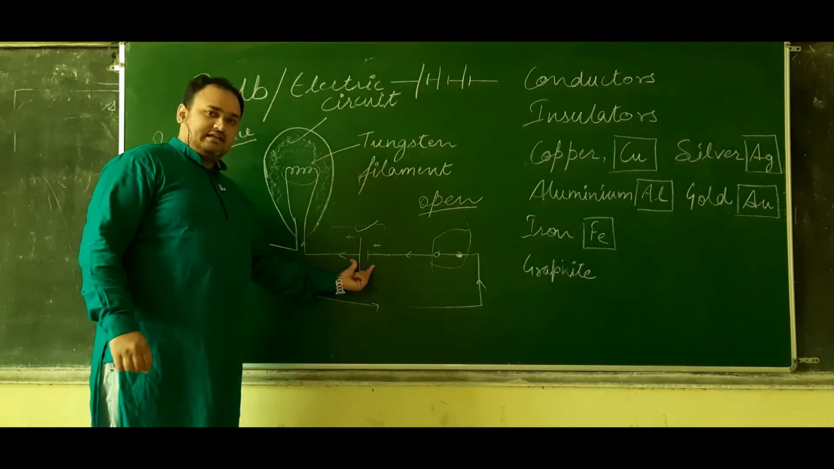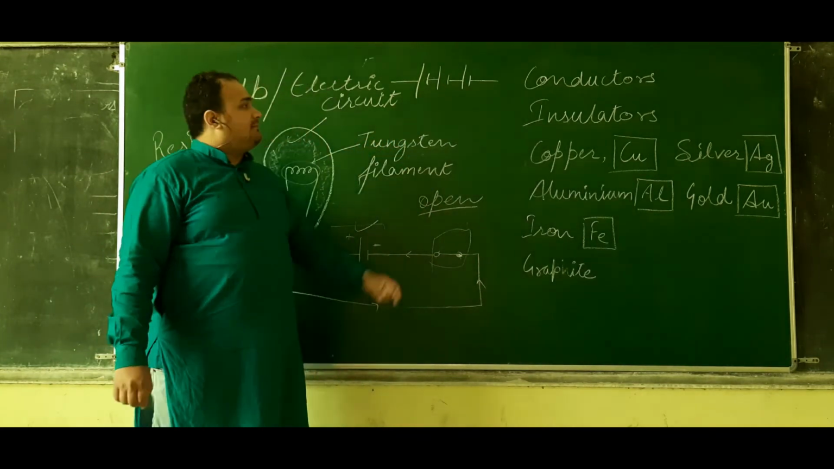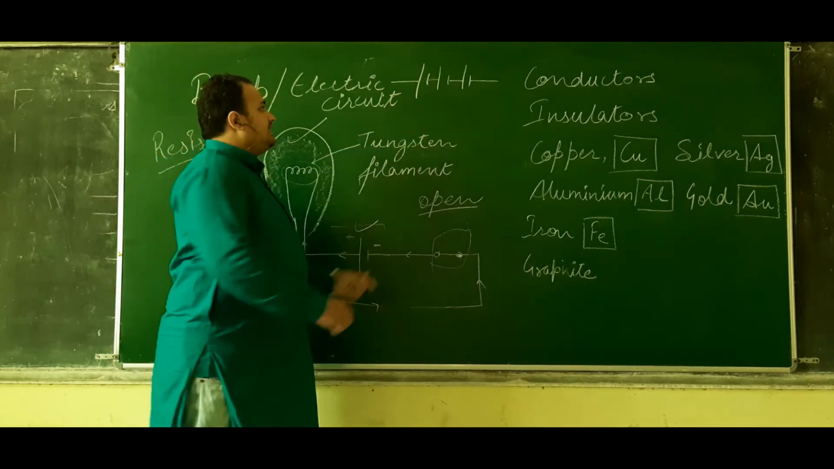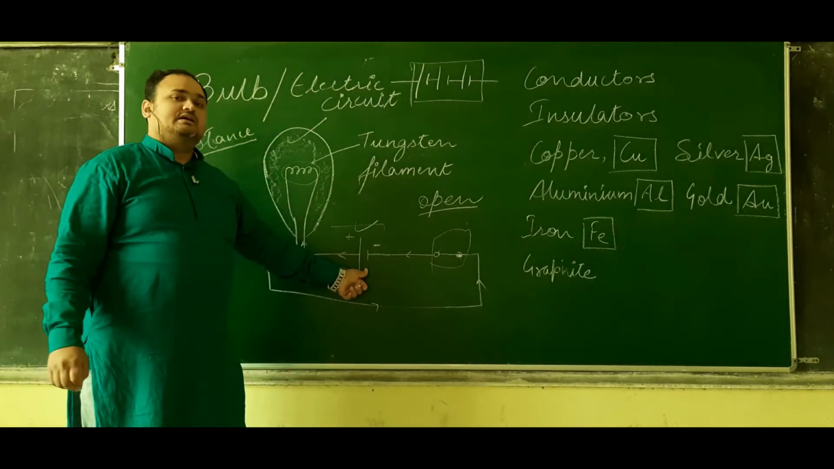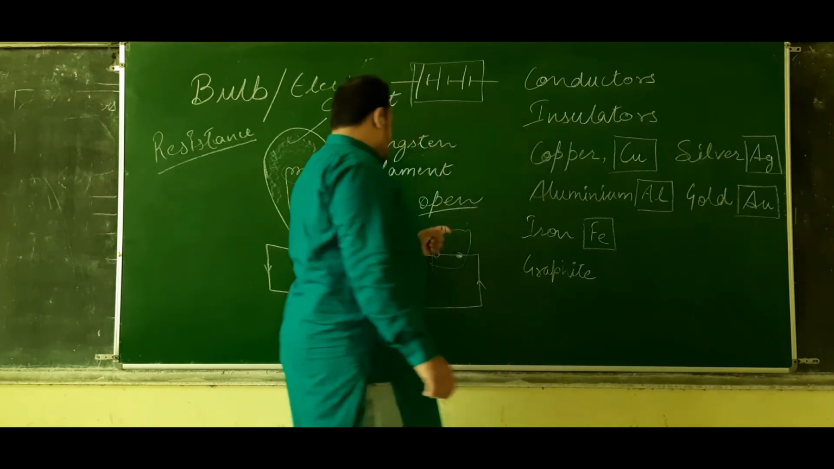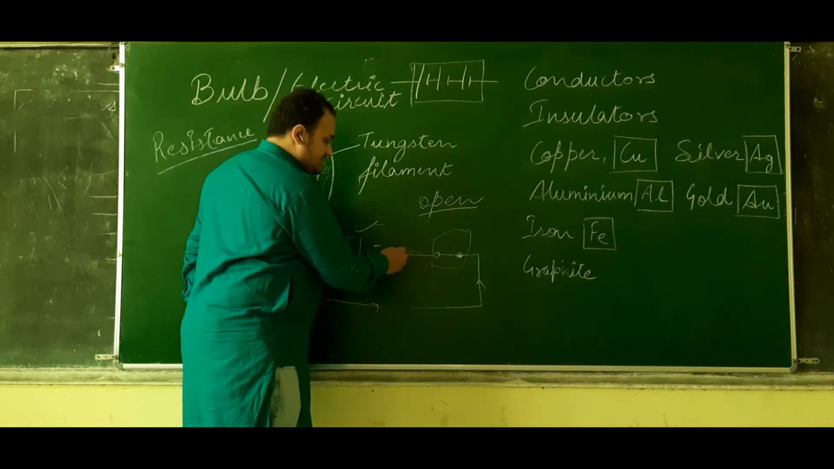This is a single cell, and this is multiple cells which are joined together. When multiple cells are joined together, it becomes a battery. Now this is the sign for battery, and this is the sign for a single cell. Understood? Now when we are talking about battery, we had switch, we had bulb. Remaining is the wire. These wires.